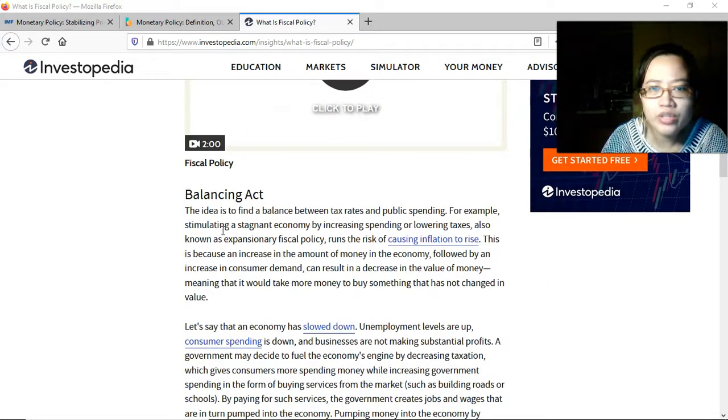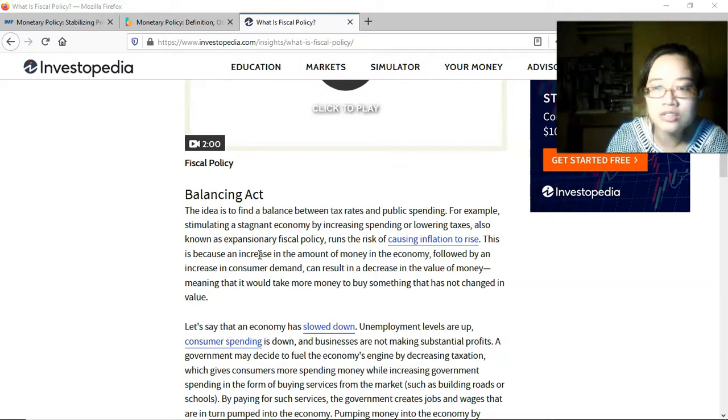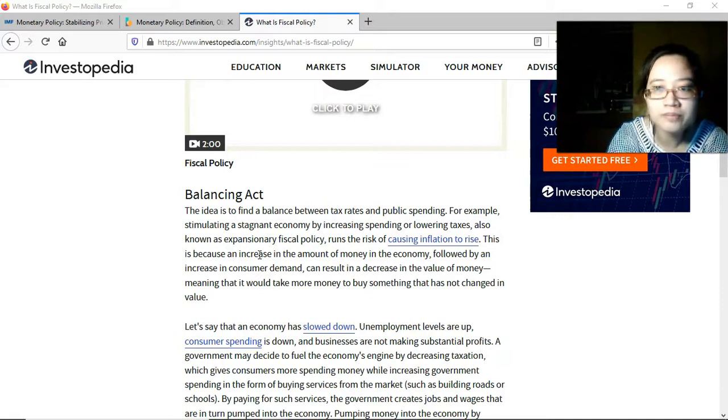The Balancing Act. So the idea is to find a balance between tax rates and public spending. So for example, stimulating a stagnant economy by increasing spending or lowering taxes, also known as expansionary fiscal policy, runs the risk of causing inflation to rise. Even in monetary policy, if the implemented policy would increase the money supply in the market, then it could lead to inflation. All right.